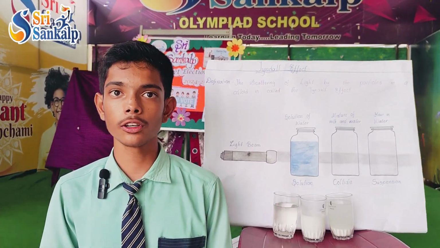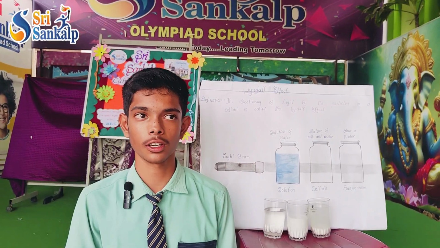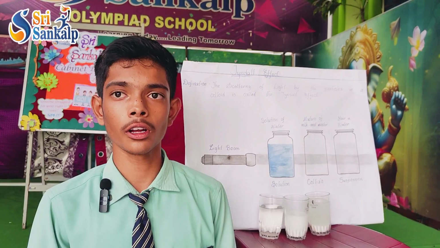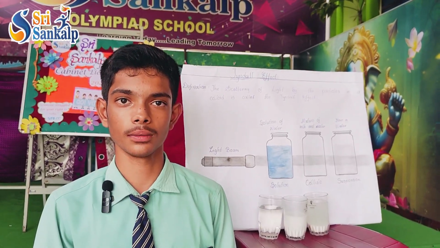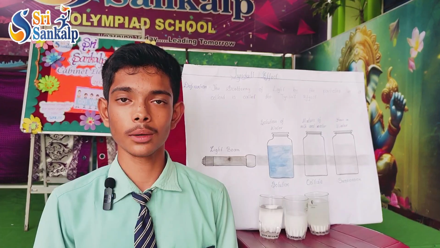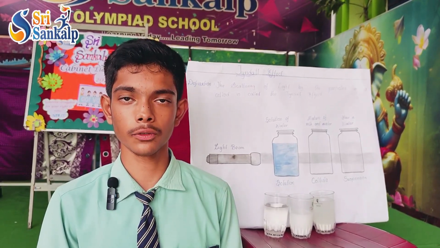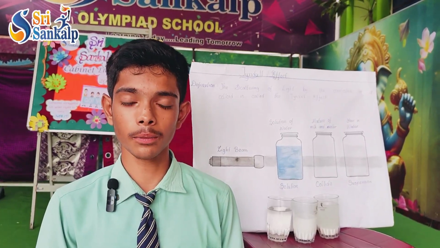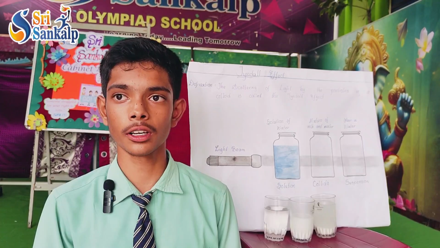I am here to tell about characteristics of suspension. A suspension is heterogeneous. The size of particles is more than 1000 nanometers. The particles can be separated from the solvent by filtration, and an excessive amount of scattering occurs in suspensions because of the bigger size of particles.